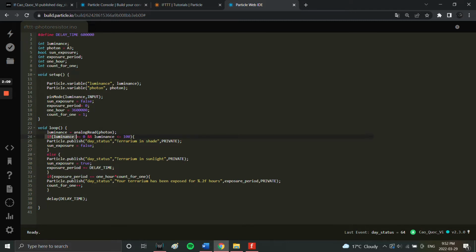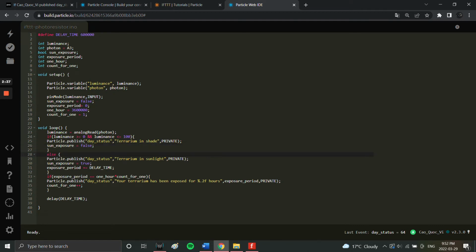And if the luminance is greater than 0 and the luminance is less than or equal to 100, we can make the particle publish an event that is date status and include the message the terrarium is in shade, and we set the sun exposure to false.